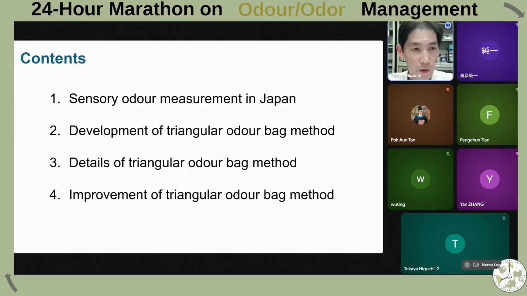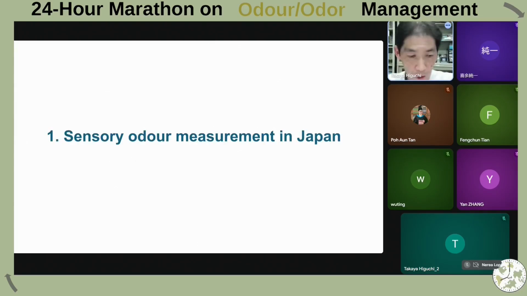First, I'll talk about sensory odor measurement in Japan. Then, I will explain the development of triangular odor bag method. Then, details of triangular odor bag method. And finally, I'll make some comments on the improvement of triangular odor bag method. First, I'll talk about sensory odor measurement in Japan.